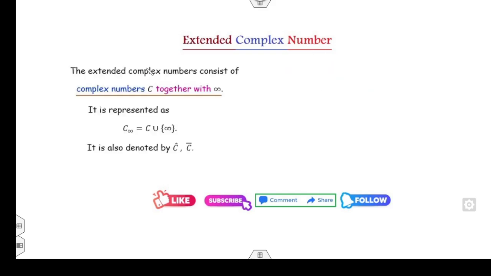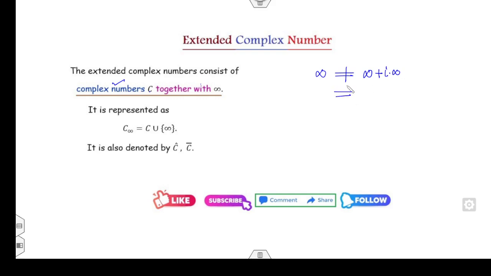Once we have defined the complex number as x plus iota y, where x and y belong to R, we can define the extended complex numbers as the collection of all those x plus iota y's union infinity, because infinity is my point. So we define the complex numbers C together with the infinity. Make sure, students, you can never write infinity in this manner, infinity plus iota infinity.